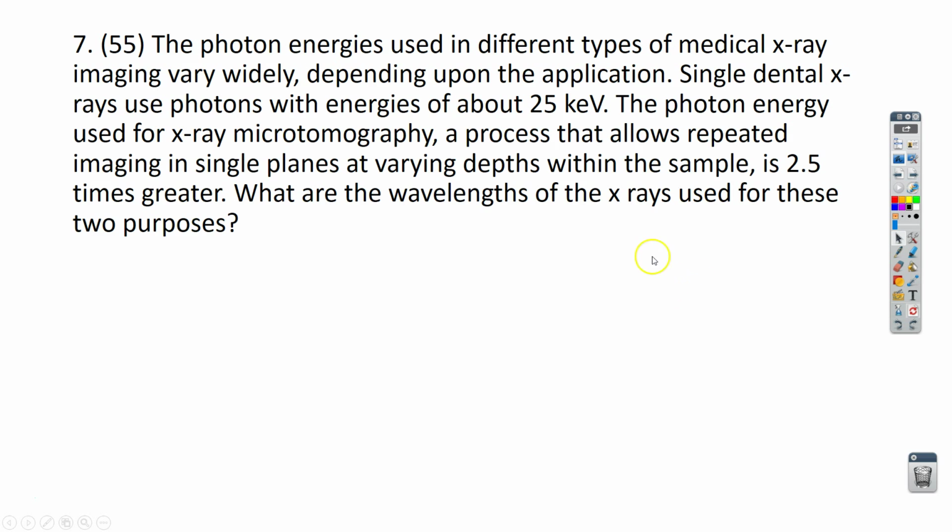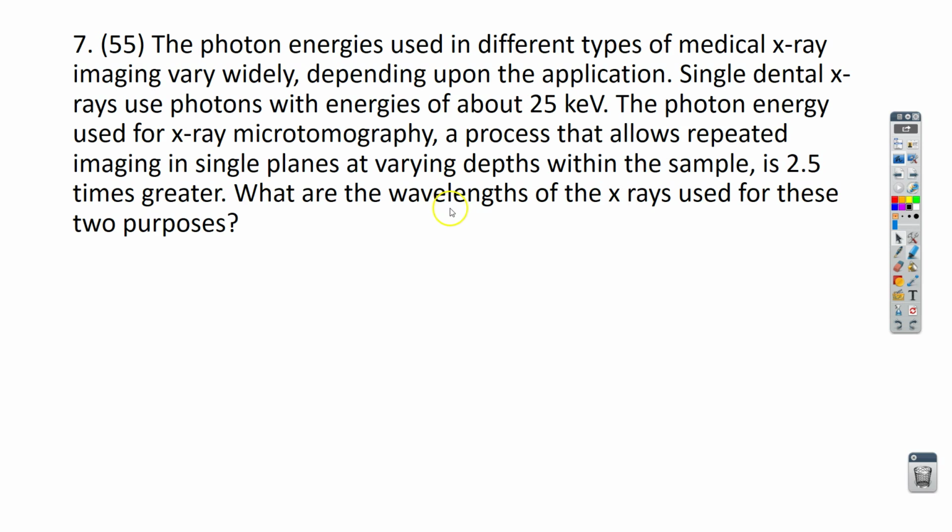This one is the photon energies used in different medical X-ray imaging. They do vary widely depending on the application. A single dental X-ray uses photons about 25 keV. The photon energy for microtomography, this is a process that allows repeated images in a single plane at varying depths within a sample, is 2.5 times greater. So what are the wavelengths used in the X-rays for these purposes?